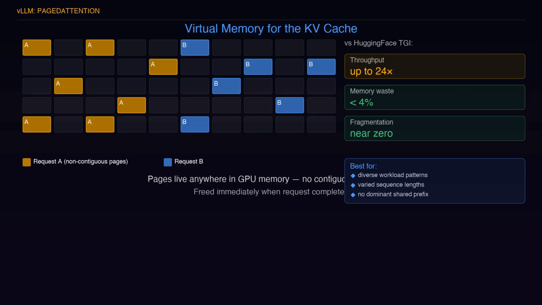The result: vLLM can serve dramatically more concurrent requests on the same GPU. In the original benchmarks, vLLM achieved up to 24 times the throughput of Hugging Face TGI, not by running faster per token, but by wasting almost none of the available GPU memory. vLLM's strength is breadth. It handles diverse workloads efficiently regardless of sequence length distribution or request pattern. If your requests are unpredictable, varied, with no dominant shared prefix, PagedAttention is exactly the right tool.